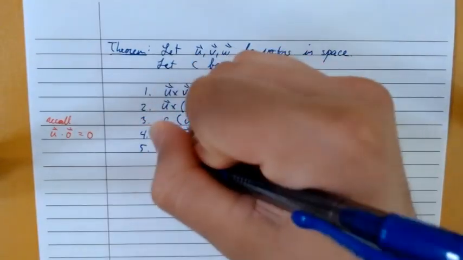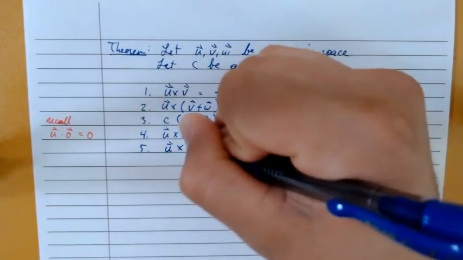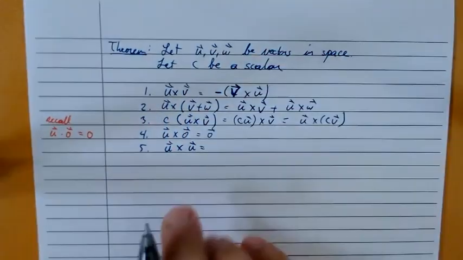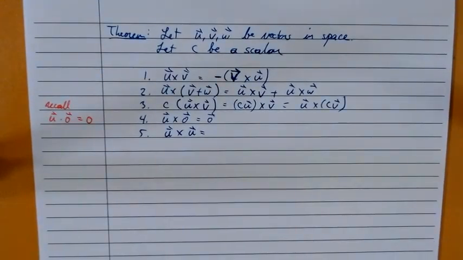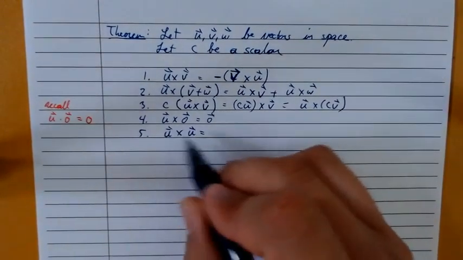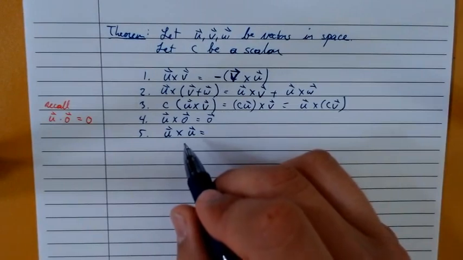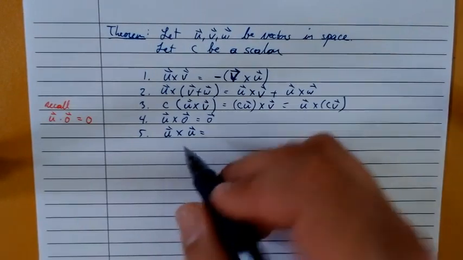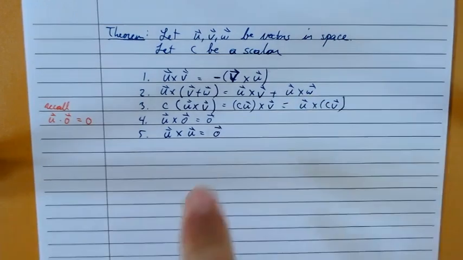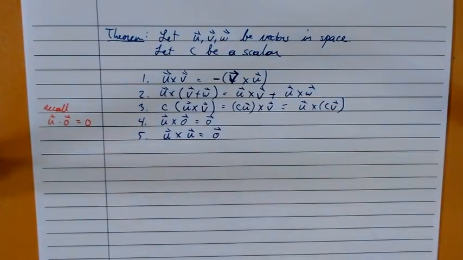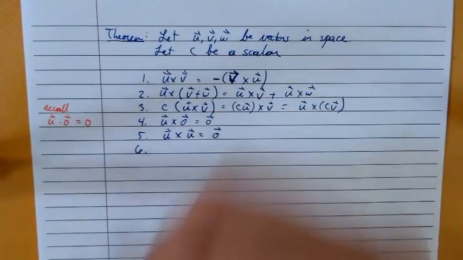This one's a little unexpected, and it has to do with the geometric properties of the cross product, which we'll explore here at the end of the section. U cross U is a little unexpected. U cross U is 0, the 0 vector, mind you. We'll talk about that one here in a moment.